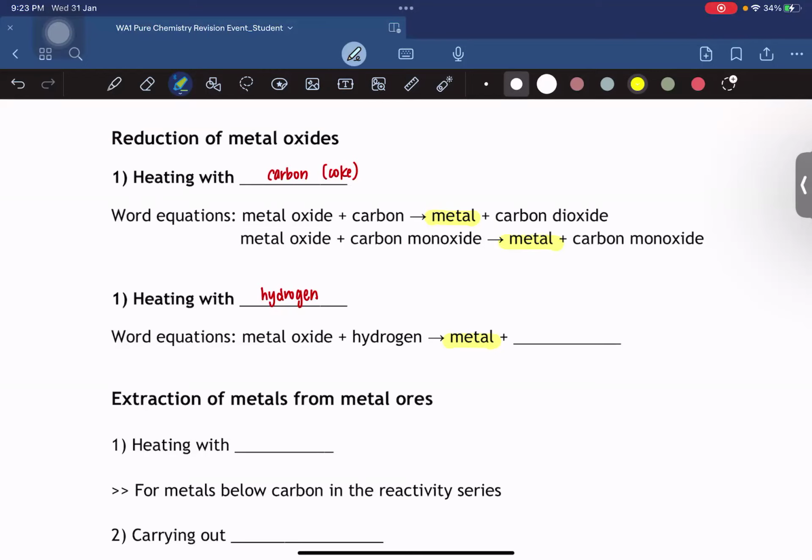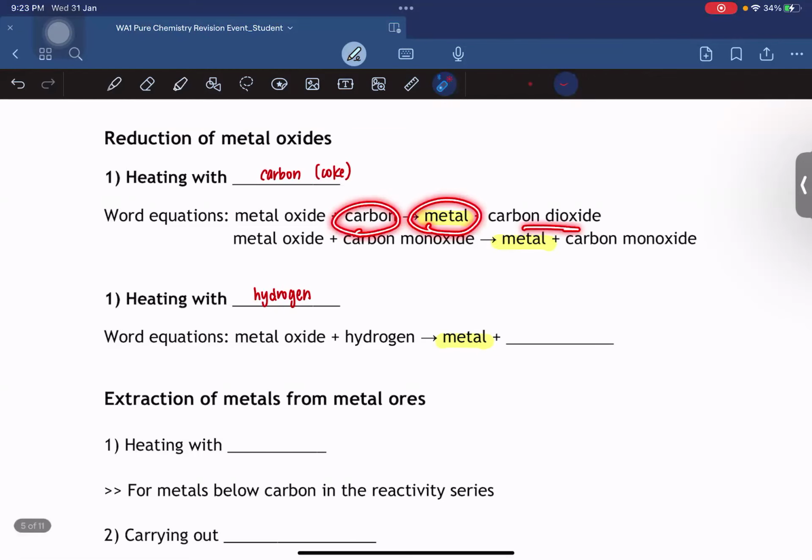Clear? If it's carbon, guys, if it's carbon, you form carbon dioxide. Okay? If it's carbon monoxide, you will just form the metal and excess carbon monoxide. But if it's hydrogen, you will form metal together with water vapor. Because you have to think about it, reduction means I want to take away the oxygen. So I need something to react with the oxygen.